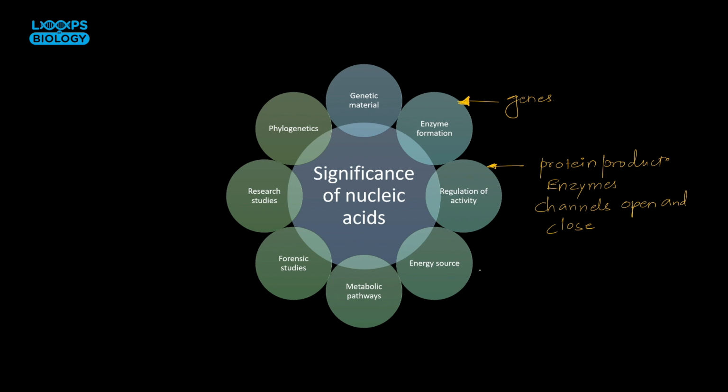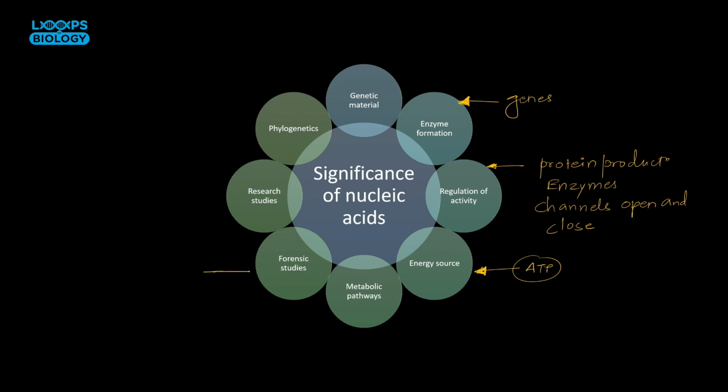Then there is energy source, that means they are again providing ATP, but only at the last stage. If you are not obtaining energy from carbohydrates, proteins, fats, then only the nucleic acid starts to break down. They are used in metabolic pathways. So in metabolic pathways, there is an indirect role by involving enzyme formation.